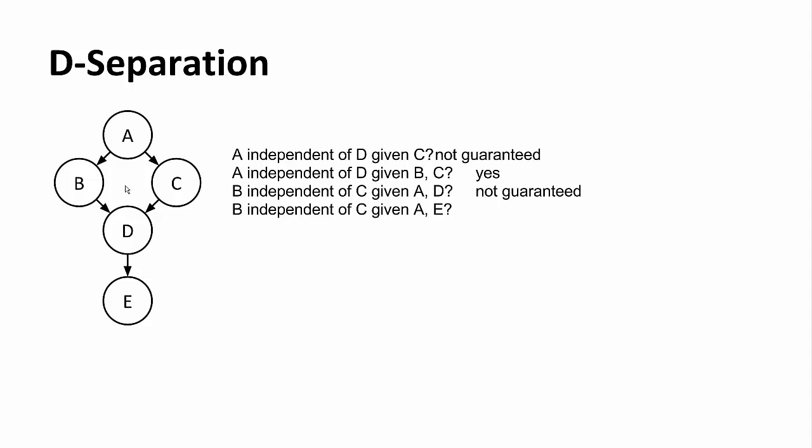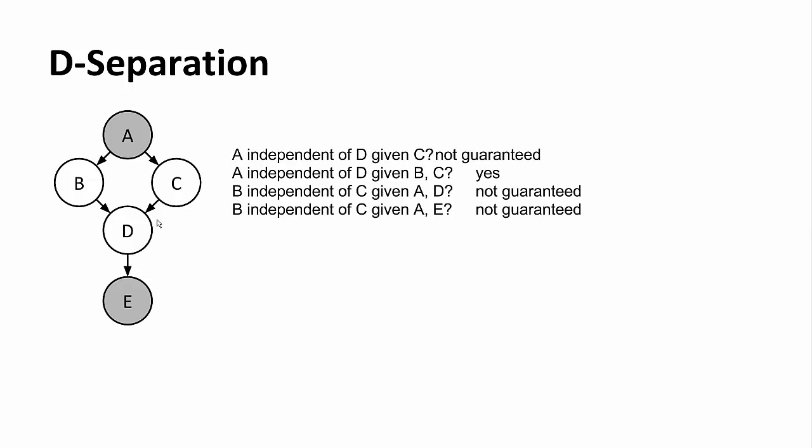Next one, is B independent of C given A and E? Okay, so now instead of D being shaded, we have a child of D. And if you recall from the D-separation slide, if any child of D is shaded, that means the triple B, D, C is active. So here we have an active path from B to C through D, and so we are again not guaranteed that it's independent.